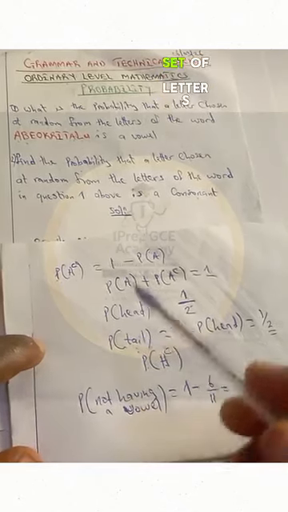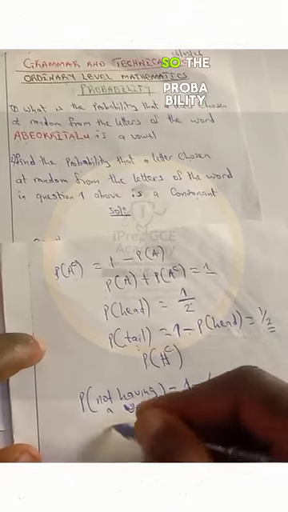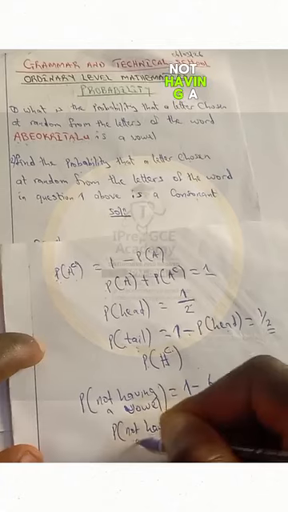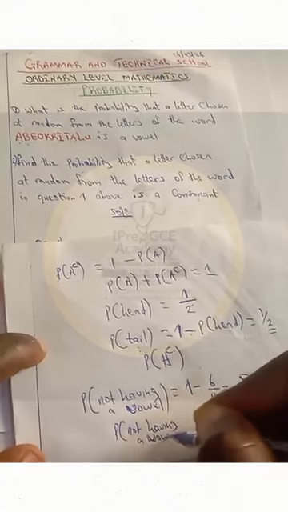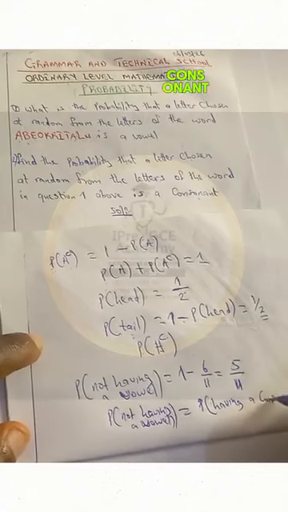But then the probability of not having a vowel is the same as the probability of having a consonant. Because in any set of letters in the language we use, if I'm not having a vowel, then I'm definitely having a consonant. So the probability of not having a vowel is equal to the probability of having a consonant. That's one way of finding the probability of having a consonant.